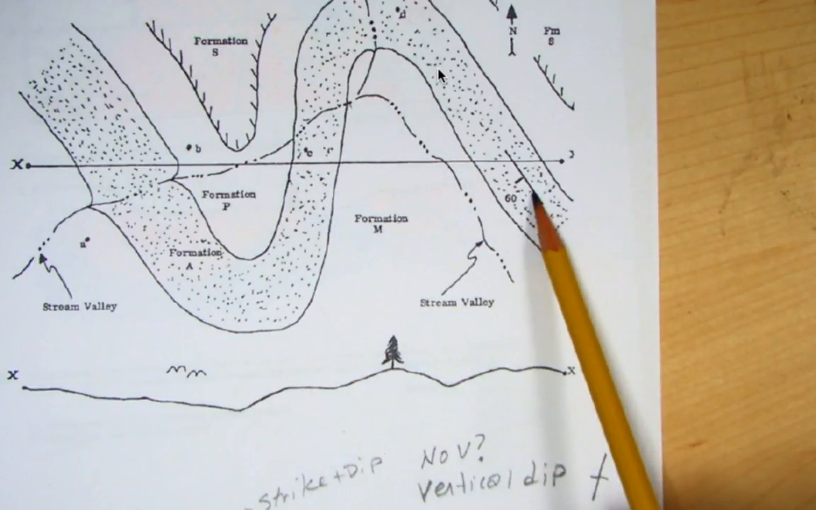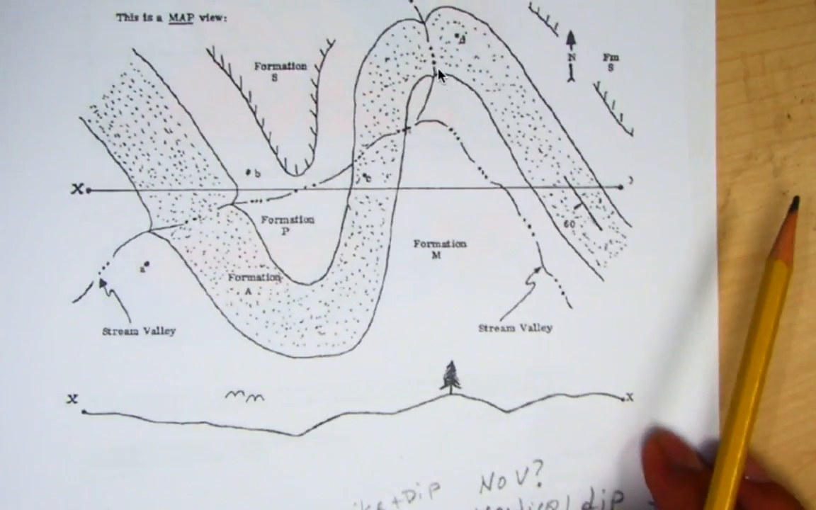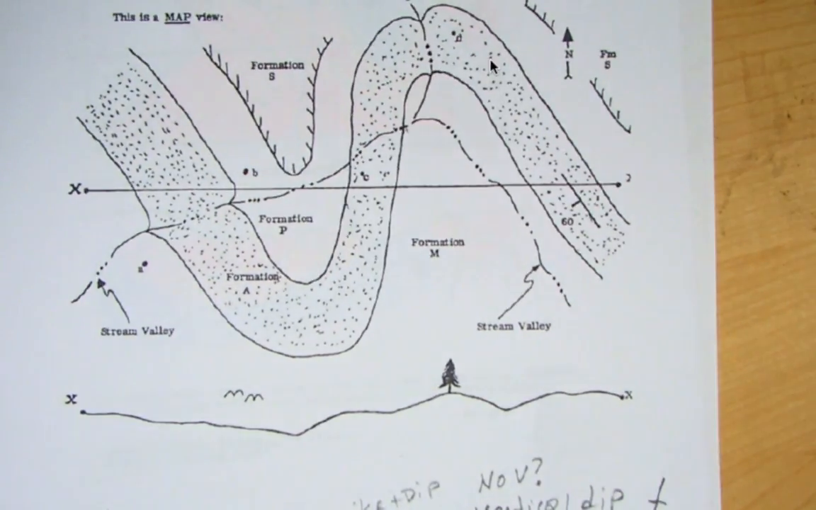And now over here, they do give us a strike and dip symbol. So this is the one I want you to work on for the lab.